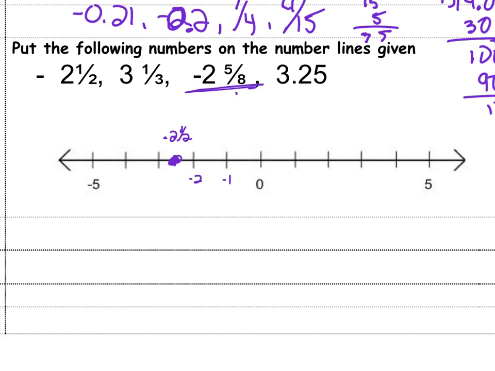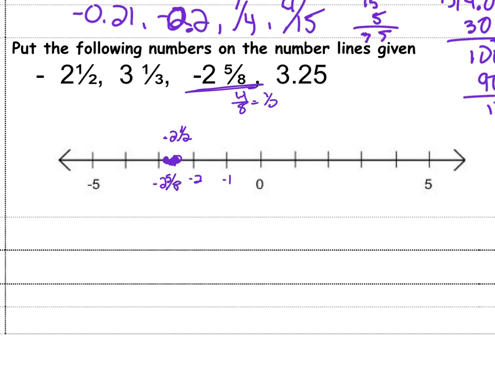5/8. If it was 4/8, that is exactly 1/2. So that would be negative 2.5. 5/8 is going to be further away. So we know that it'd be about right there because 5/8 is further away from 0 than 1/2.